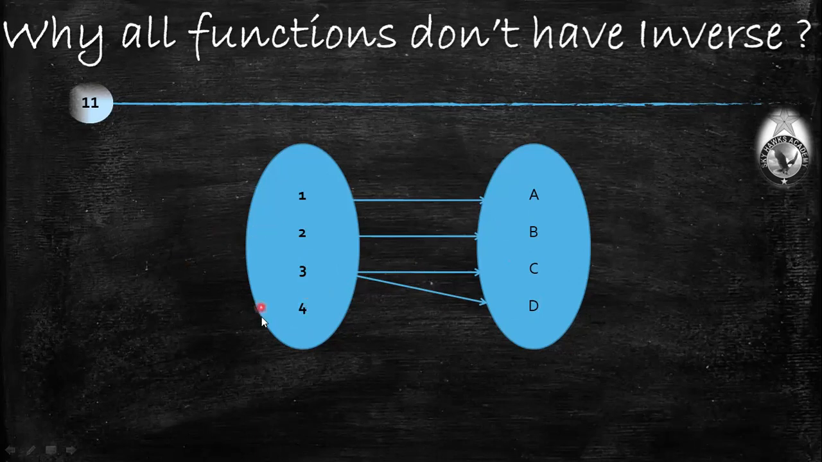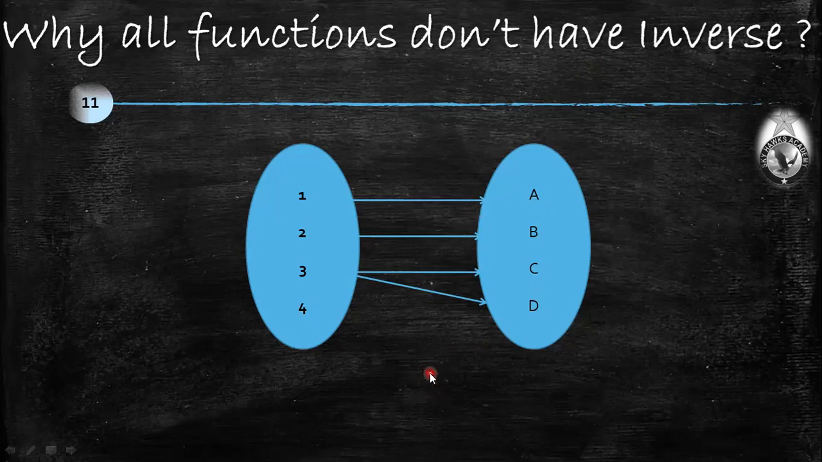Am I right? Are you getting this? It's not a function because the three has two images at the same time, C and D, and it's not possible. And this 4 has nothing to do with any one of these. So basically, it is not a function. If it is not a function, there is no question of inverse.